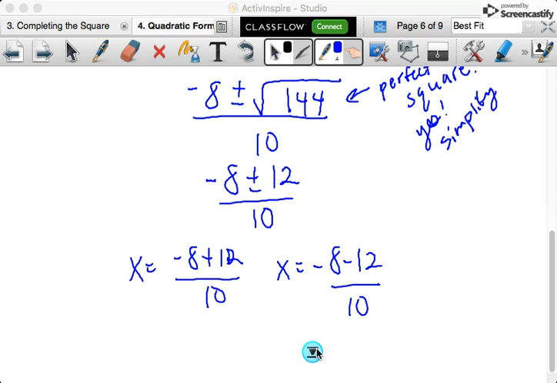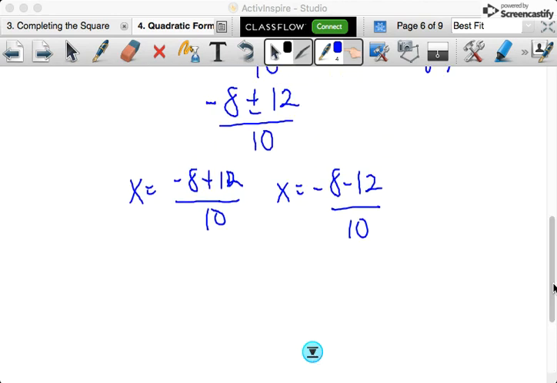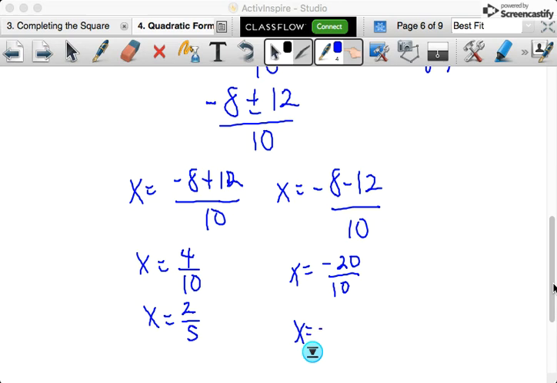And then I'm going to simplify this one step further and say, well, negative 8 plus 12 will give me 4. This is x equals 4 divided by 10. And I know that simplifies to be 2/5. And then this one would give me x is equal to negative 20 divided by 10, and this gives me x equals negative 2.